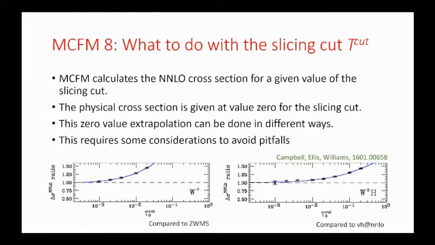Here you can see the dependence on this tau cut. This is the next to leading order correction, and this is for the W plus production, so you know the analytic answer. And you can see how, as you choose tau cut smaller and smaller, it converges to the right answer. Same here for W Higgs. So you have to think a bit of how to choose this tau cut.